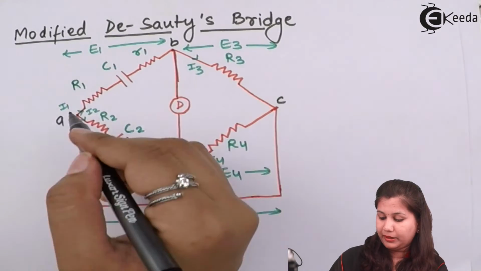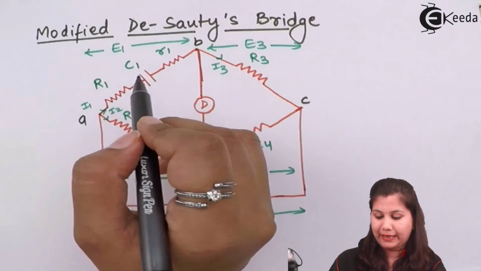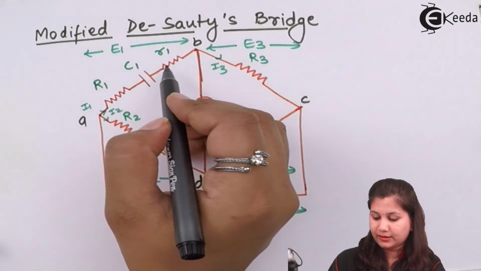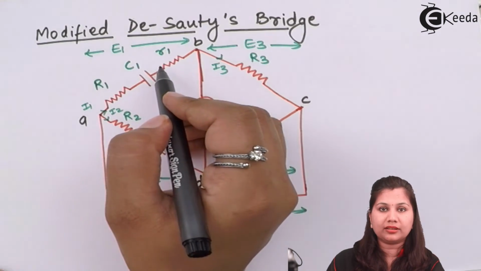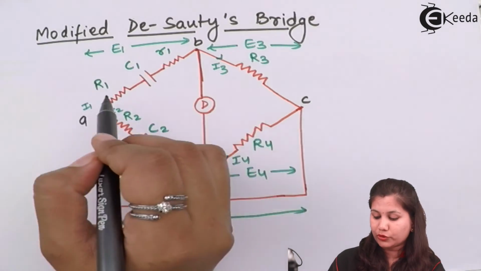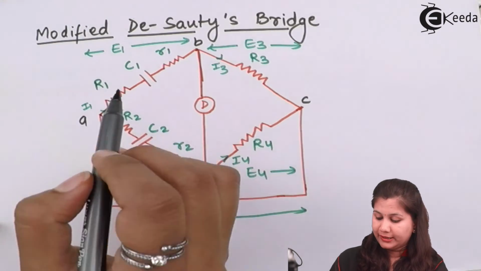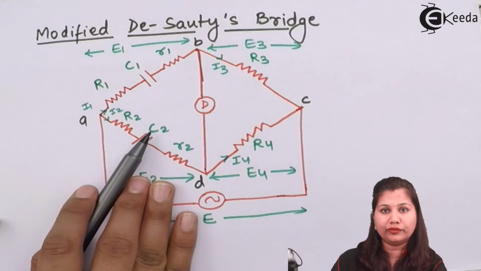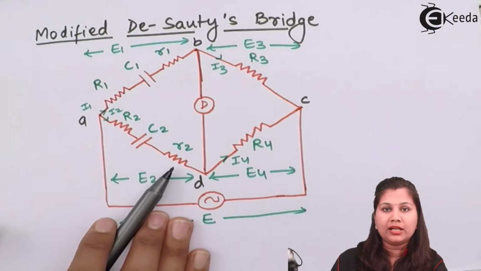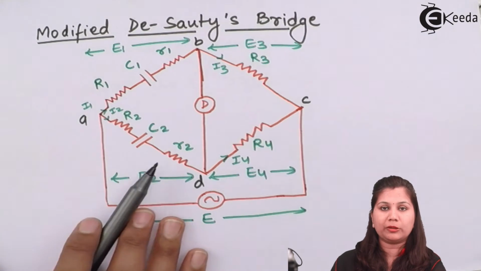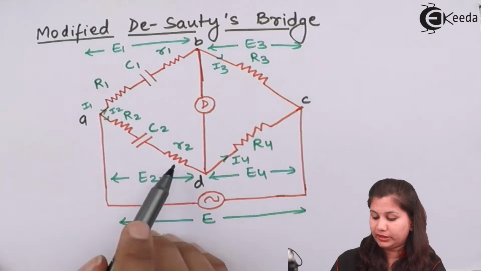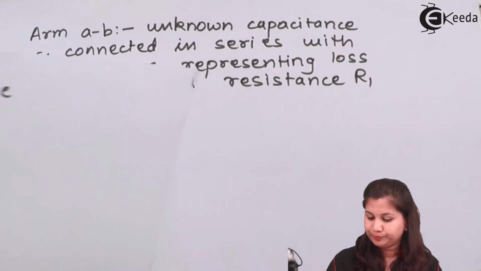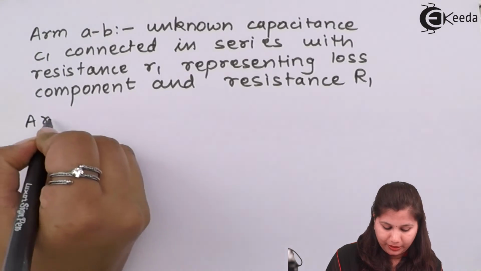So here in this arm AB, you can see we are having the unknown capacitance C1 connected in series with the resistance small r1, which is representing the dielectric loss component, and also the resistance capital R1. Similarly, in the arm AD, we are having the standard capacitor C2, which is connected in series with the resistance small r2, which is representing the dielectric loss in this capacitor, and also a resistance capital R2.